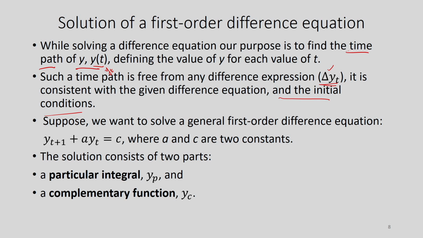Okay, suppose we want to solve a general first order difference equation of this form: yt plus 1 plus a yt is equal to c, where a and c are two constants. So, these are given to us. We know the value of a, we know the value of c, and the difference equation is this: yt plus 1 plus a yt is equal to c.